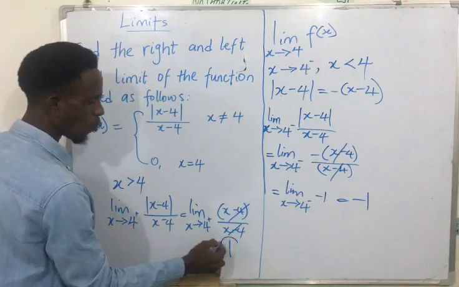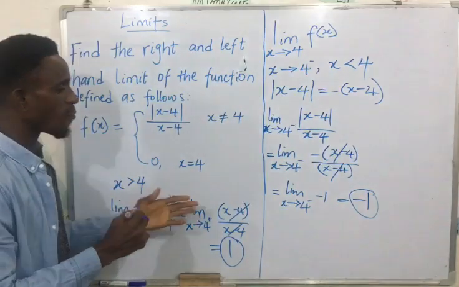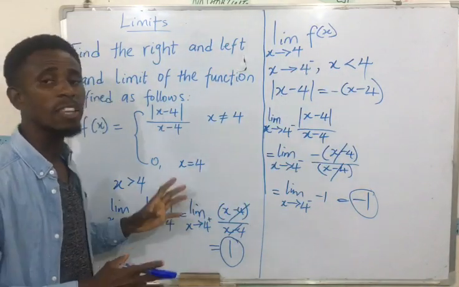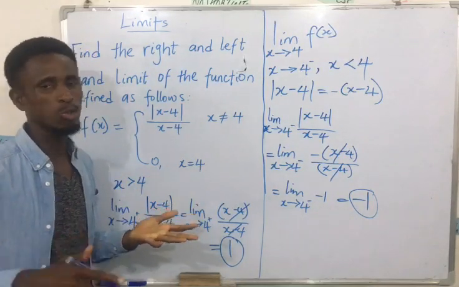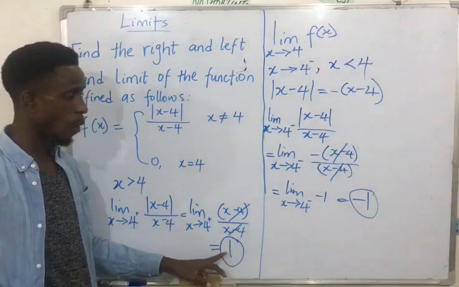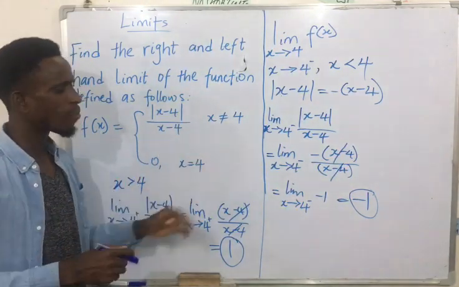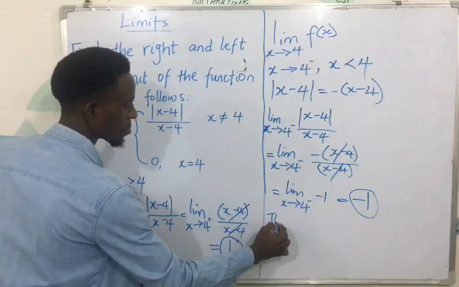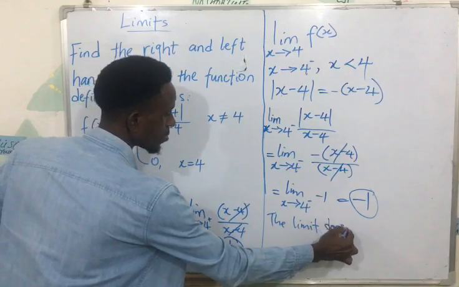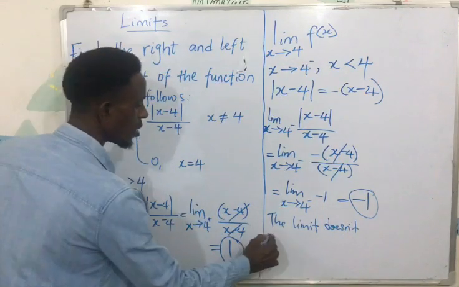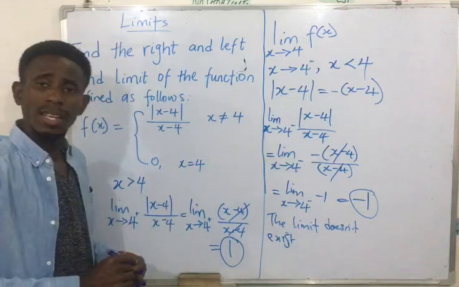So you see, I have 1 here, and here I have minus 1. I have 1 and I have minus 1. And the definition of this limit is that the left hand limit must be equal to the right hand limit. So I have 1 and I have minus 1. The two numbers are not equal. In that form, it means that the limit does not exist. The limit doesn't exist.